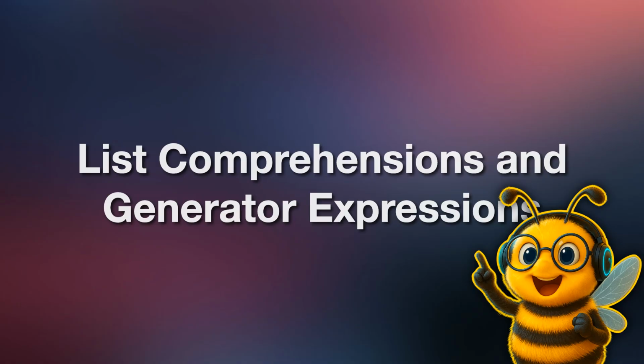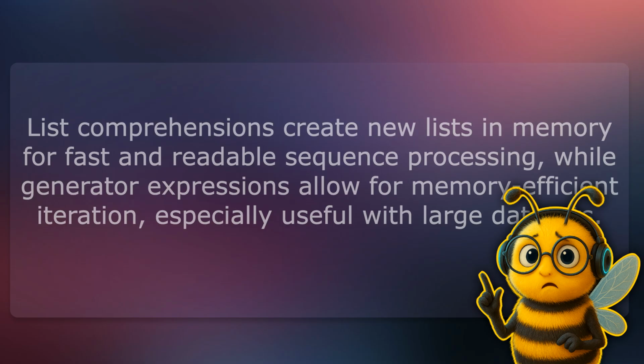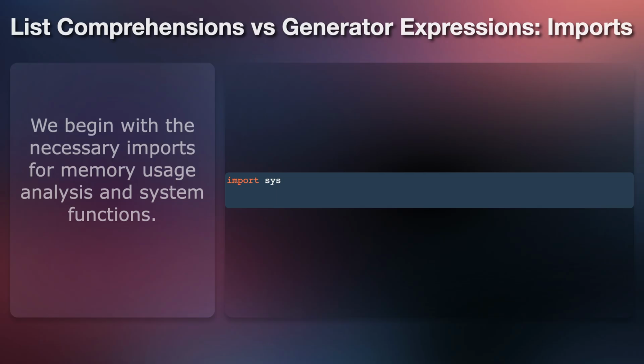In this section, we explore Python's list comprehensions and generator expressions, essential tools for efficient data transformation and iteration. List comprehensions create new lists in memory for fast and readable sequence processing, while generator expressions allow for memory-efficient iteration, especially useful with large datasets. We begin with the necessary imports for memory usage analysis and system functions.